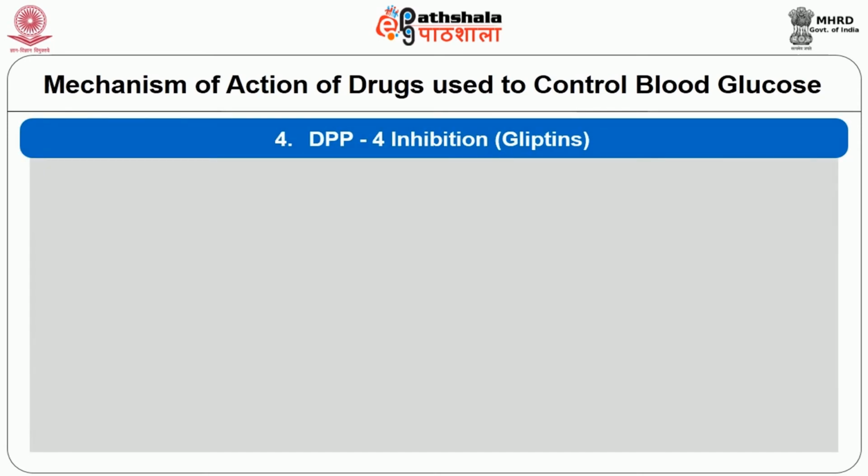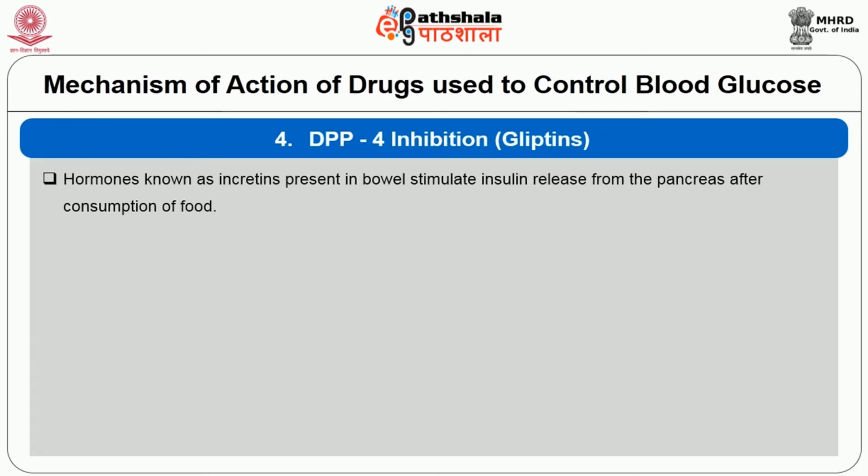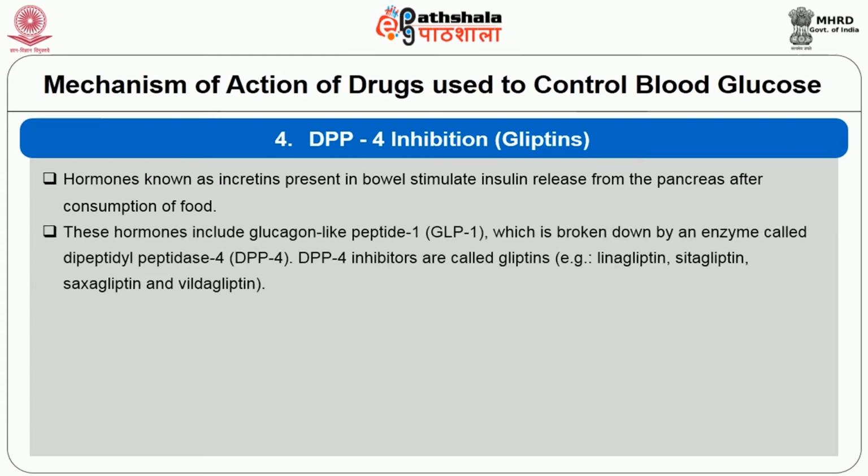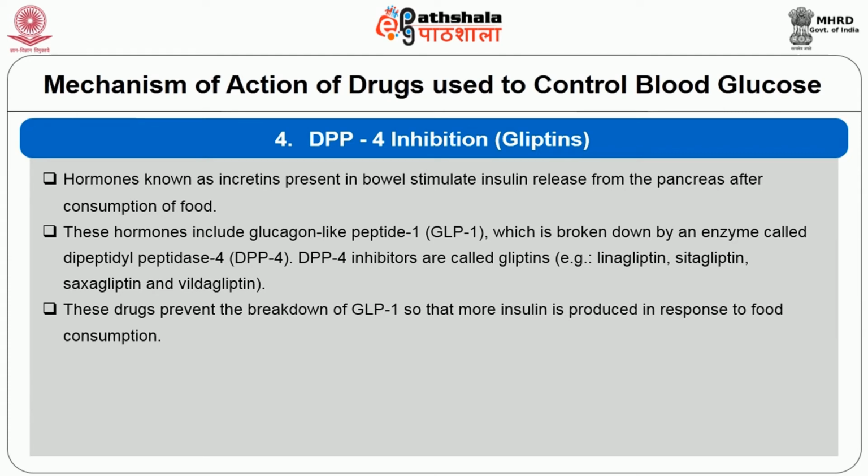DPP-4 inhibition: gliptins. Hormones known as incretins present in the bowel stimulate insulin release from the pancreas after consumption of food. These hormones include glucagon-like peptide, which is broken down by an enzyme called dipeptidyl peptidase 4. The DPP-4 inhibitors are called gliptins; examples are sitagliptin, linagliptin, saxagliptin and vildagliptin. These drugs prevent the breakdown of GLP-1 so that more insulin is produced in response to food consumption. This reduces the postprandial hyperglycemia.